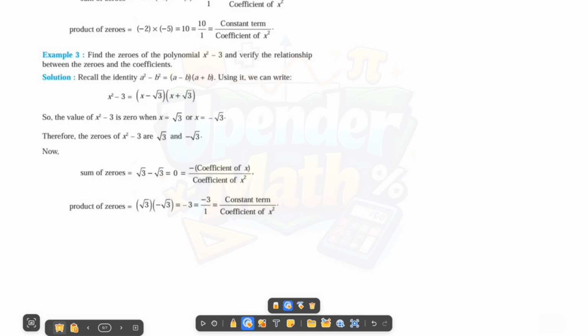Next, example 3. Find the zeros of the polynomial x square minus 3 and verify the relationship between the zeros and coefficients. The same way as we have done in example 2. So what is the polynomial? The polynomial given is p of x is equals to x square minus 3.